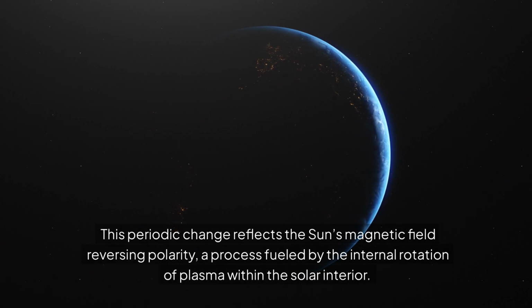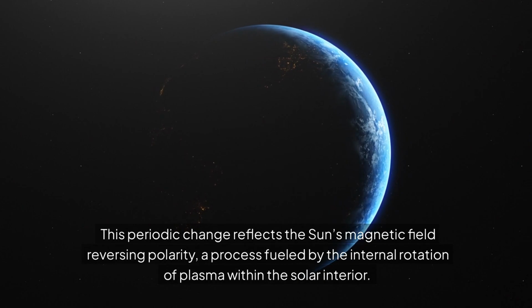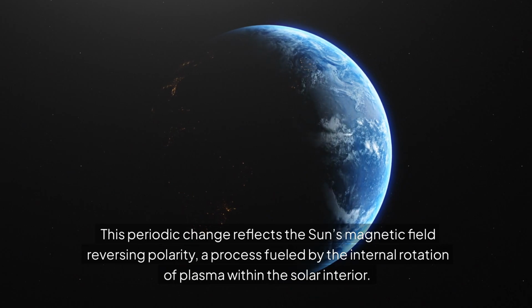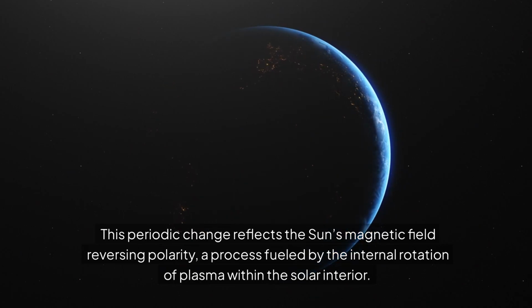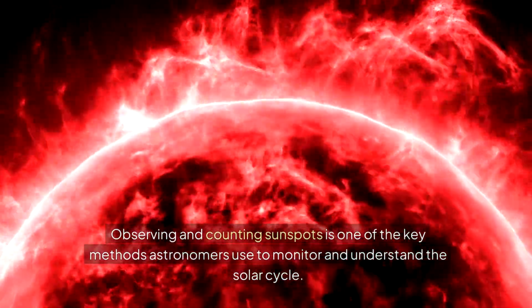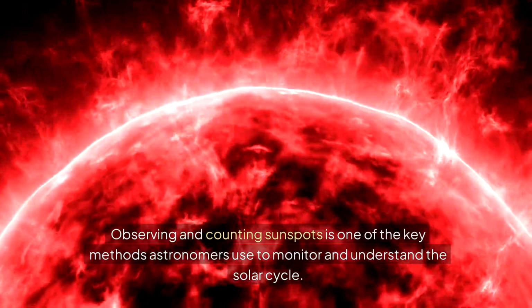This periodic change reflects the sun's magnetic field reversing polarity, a process fueled by the internal rotation of plasma within the solar interior. Observing and counting sunspots is one of the key methods astronomers use to monitor and understand the solar cycle.